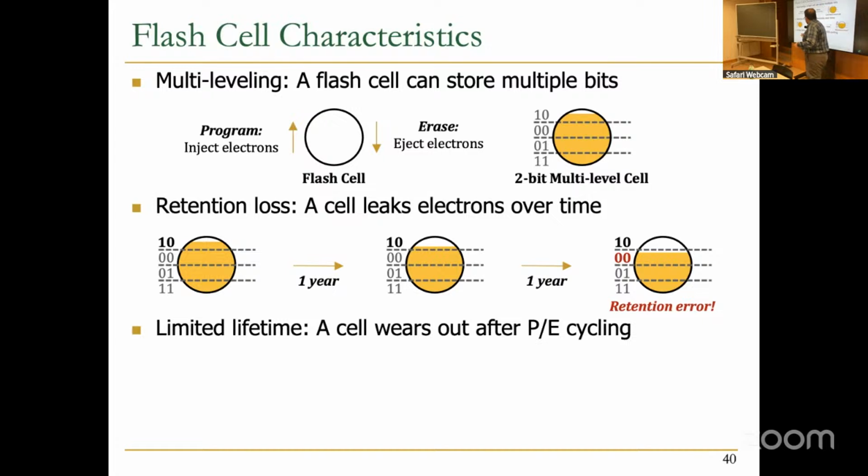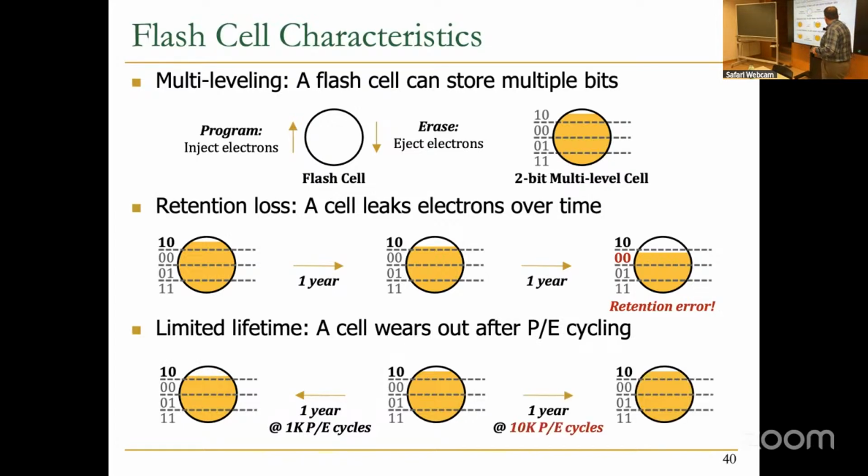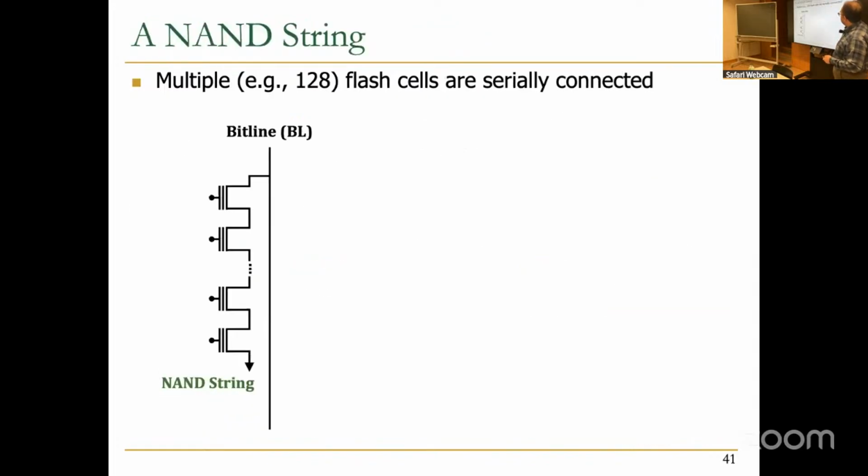But when you have a lot of retention errors, your ECC capability cannot fix everything for you. Also, I said that we have limited lifetime. A cell wears out after a number of PE cycles, and that PE cycling essentially affects your retention loss. After 1 year, if you have only 1K PE cycles, you still have okay charge. But after 1 year, if you have a cell with 10K PE cycles, you might have a retention error even after 1 year. So these are very important characteristics of flash memory that you should consider.